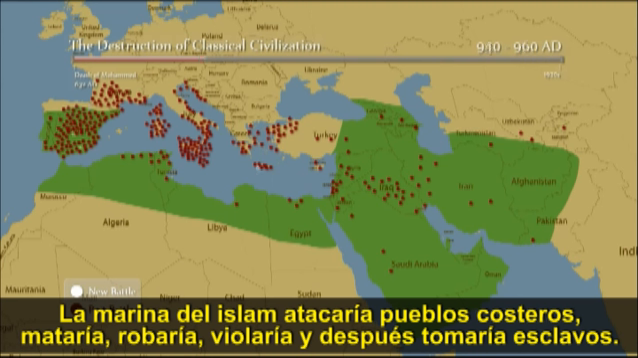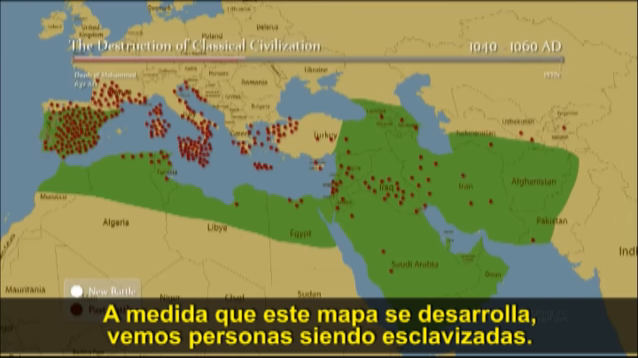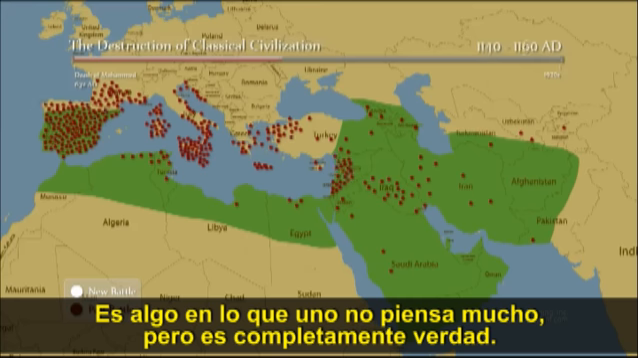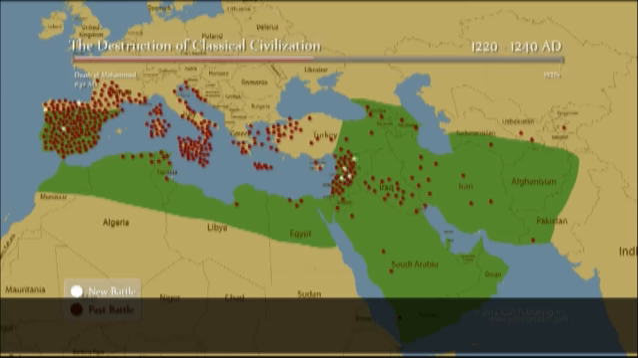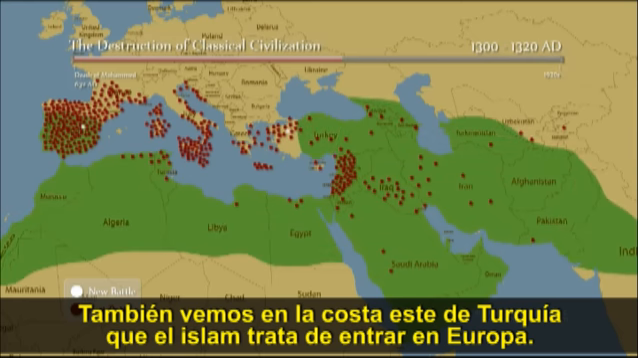The navy of Islam would attack coastal towns, kill, rob, rape, and then take slaves. So this whole battle map, as it unfolds, you're seeing slaves being taken. Over 1 million slaves were taken out of Europe into the Islamic world. That's something you don't think about much, but it's absolutely true. There were over 200 battles fought in Spain alone. And we also see, however, on the east coast in Turkey, that Islam is trying to break into Europe.